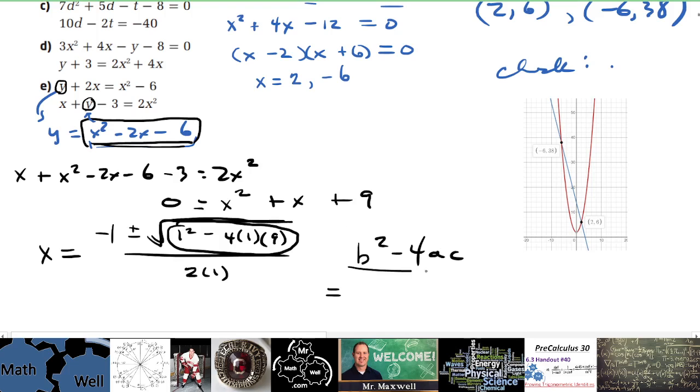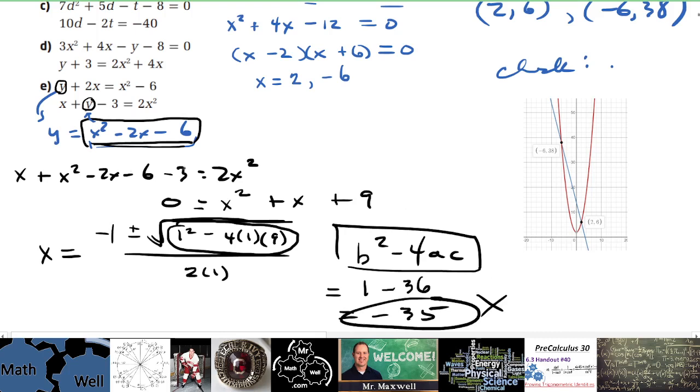So if this turns out to be negative, then we have no answer because you cannot algebraically take the square root of a negative number. So what is this? This is 1 minus, what is that, 36? Ooh, that's negative 35. That is a problem. So that would indicate to us that there are no solutions.